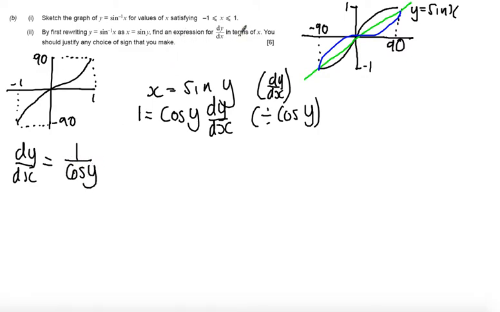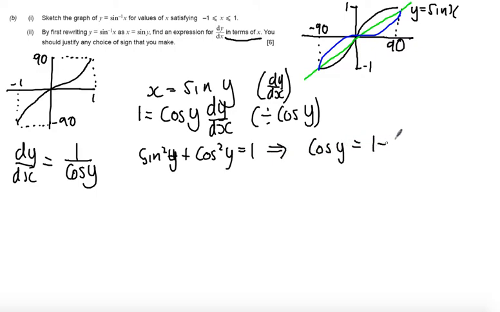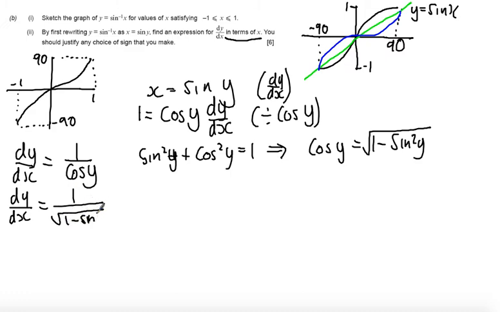Now it does say I want the expression in terms of x, so now I've got to look for expressions somehow in terms of x. So the first thing I'm going to do is take sine squared y plus cos squared y equals 1. I'm going to rearrange it so that I get cos y equals the square root of 1 minus sine squared y. I've taken a square root because I've not got cos squared y here, I've just got cos y. So now I can write dy by dx as 1 over the square root of 1 minus sine squared y.